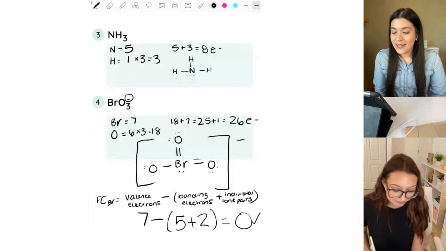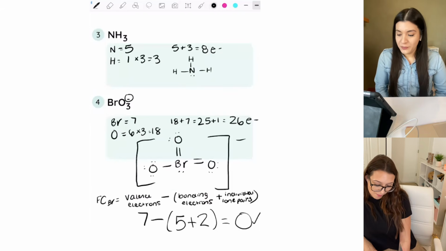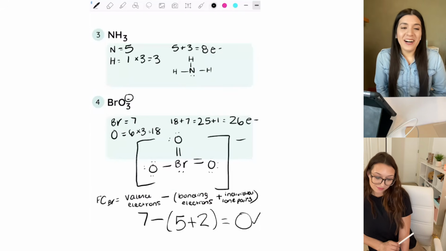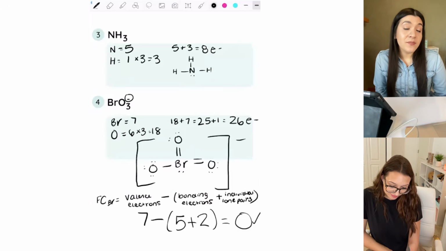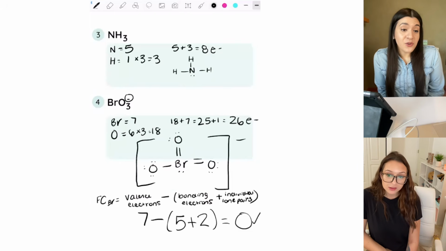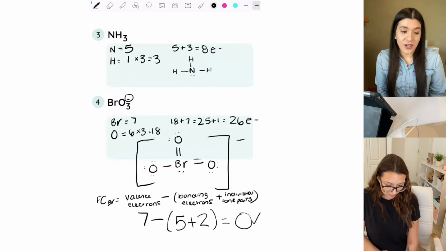Now we're happy. So if we truly wanted to, and I won't make you, so don't worry, this essentially is the main thing that I want you to check for. If you were in a time crunch, definitely just check the central atom and make sure that that's 0, and most likely that will be the best structure.